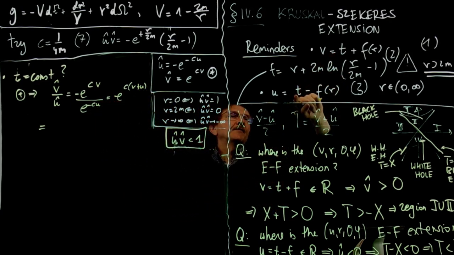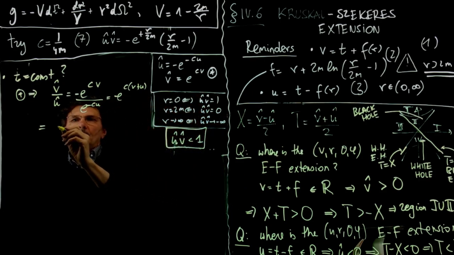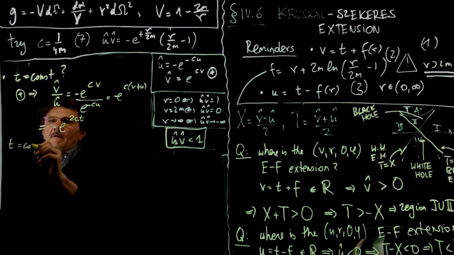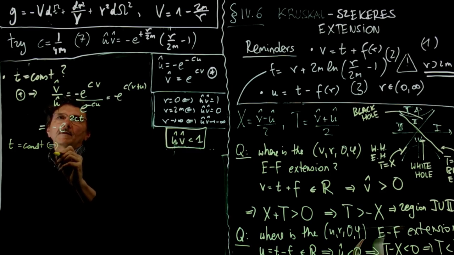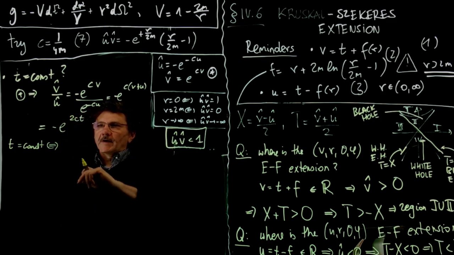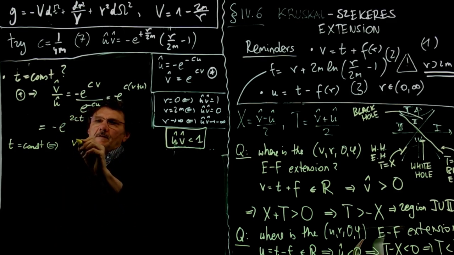And if I take v plus u, you get 2t, right? So this is minus e to 2ct. Okay. So t equal constant is the same as v hat over u hat is a constant, right? So v hat over u hat is a constant.